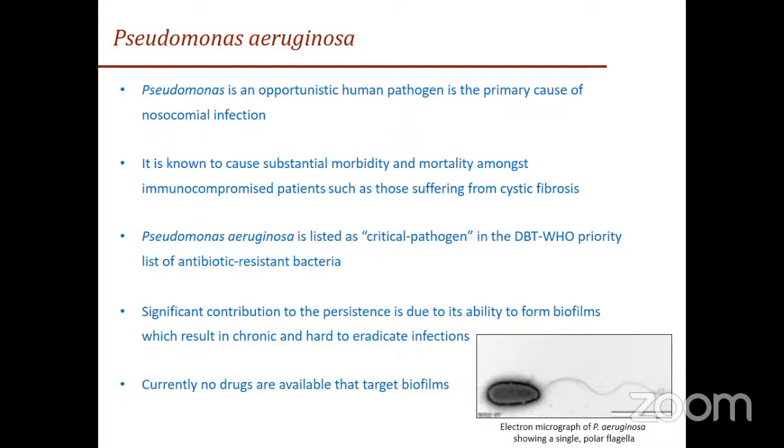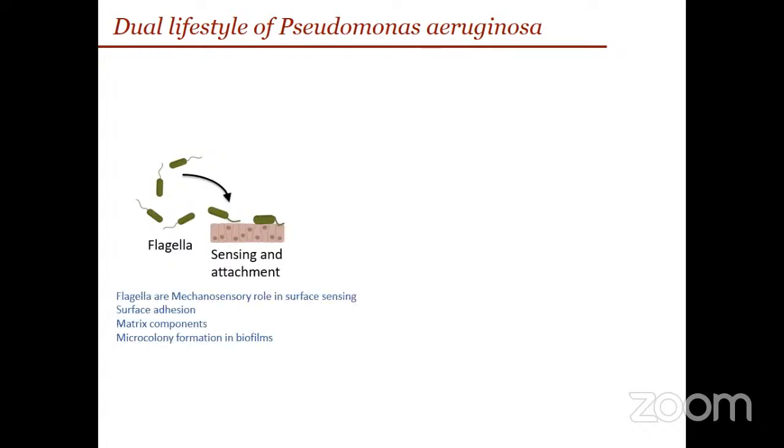Now, this flagellum is important for biofilm formation, and the bacterium exists in a dual lifestyle, which means it can exist as a free-floating bacterium, and it can also exist in the biofilm mode of life, as we just discussed. The biofilms are initiated when this flagellated bacterium first senses the surface. This surface sensing happens through the flagellum, and this is followed by attachment to these surfaces. So the flagellum plays an important role as a mechanosensory organ. And we have shown in our laboratory that if you have aflagellate variants of this organism, there's a defect in biofilm formation. So this flagellum is important for adhesion.